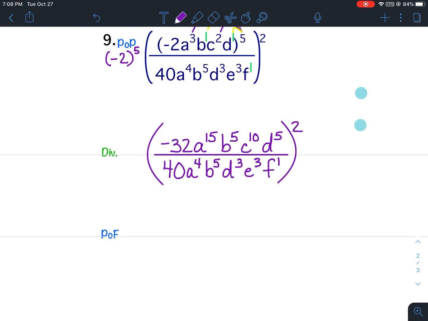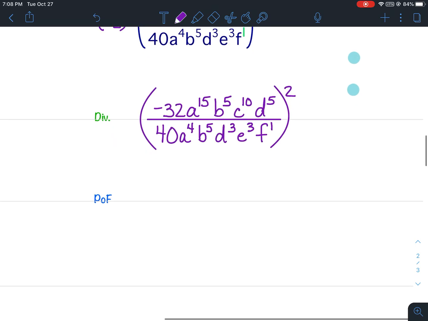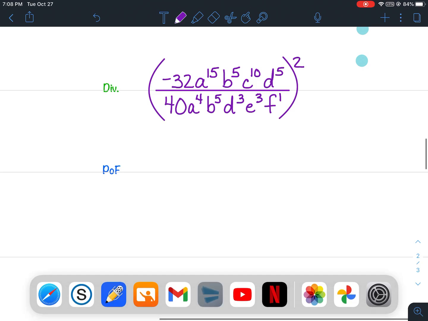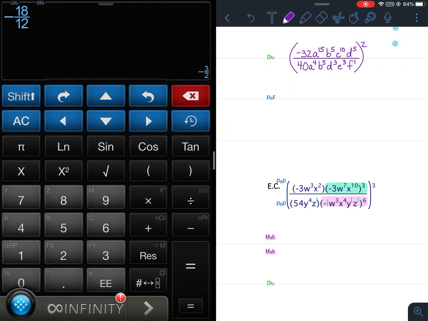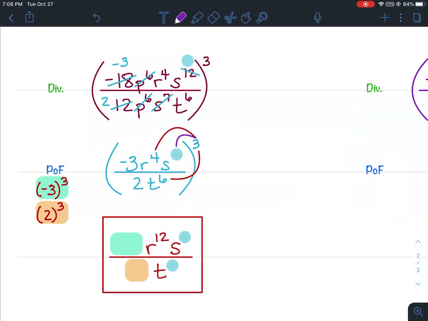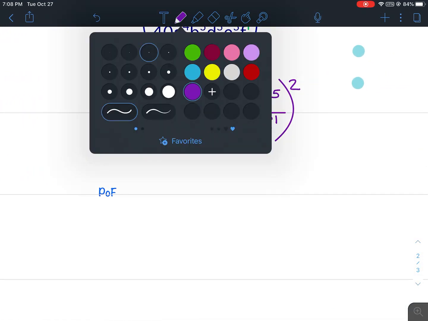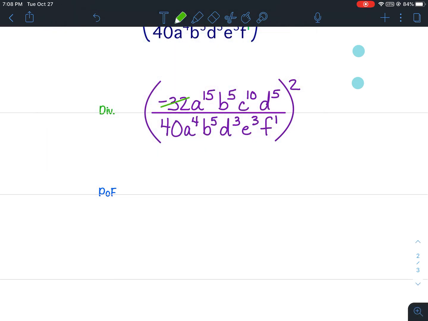All right, so now that there are no parentheses in the numerator, no parentheses in the denominator, I'm ready to divide. So I'm going to start with my coefficients of -32 over 40, which gives me -4/5. I'm going to put my negative in the numerator since that's where the negative was to begin with, and 5 in the denominator.